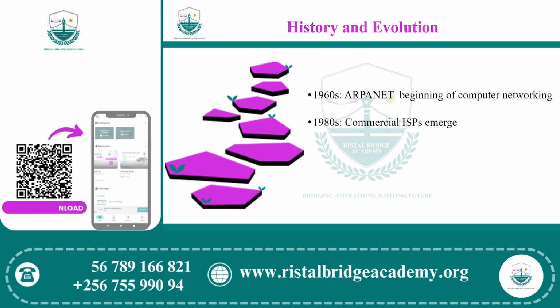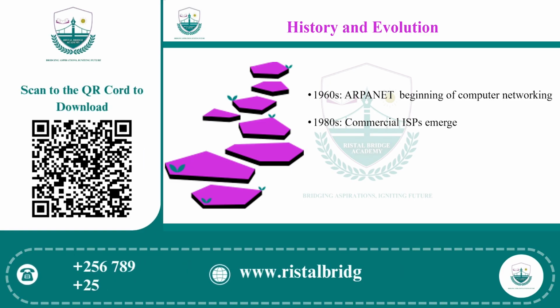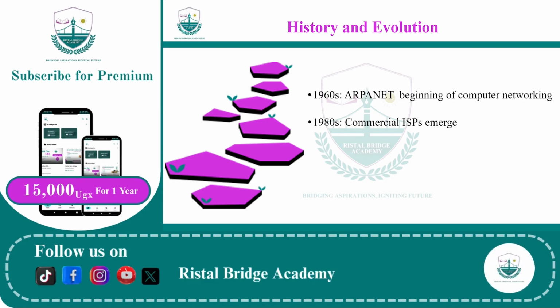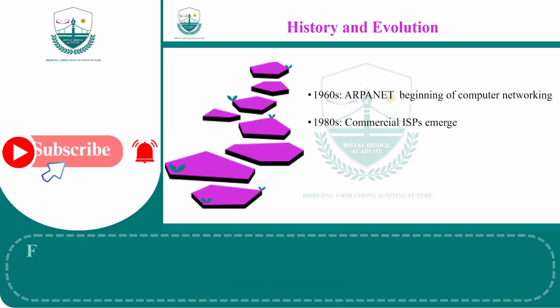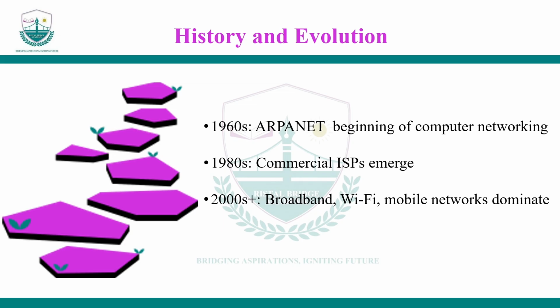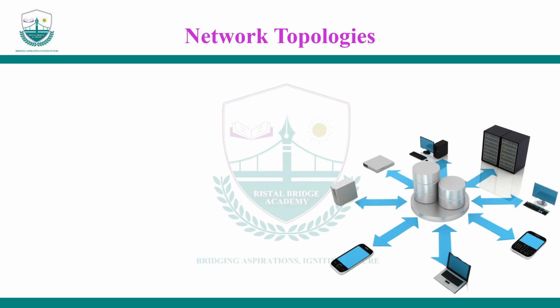And then in the 1980s, we saw the rise of commercial ISPs, whereby people could get internet at home even. Then, from the 2000s onward, broadband and wireless became the norm. Today we have fiber optics, mobile internet, 5G networks, and even now we see the rise of satellite based networks like Starlink. And looking at the network topologies.